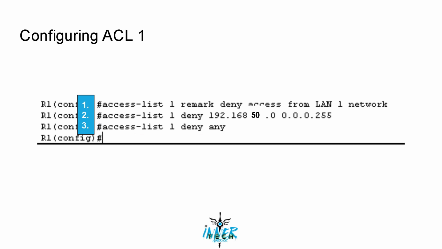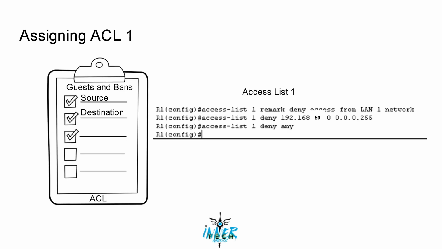Something to note is that the order of our entries matters. If we started with the deny all entry and then had some permit entries afterwards, all the traffic would be blocked, even though the permit entries were there. But that would be because the deny any entry was first, so everything was blocked before it could even get to the permit entries.